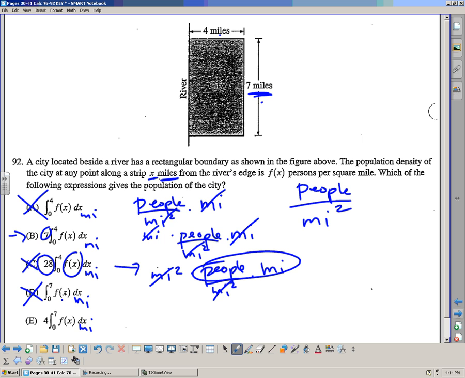E, we have our 4, which is in miles, and our f of x, which is people per mile squared, times miles. So this is looking like something that could possibly be valid as well.